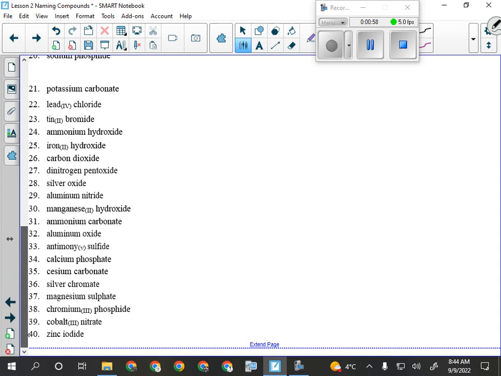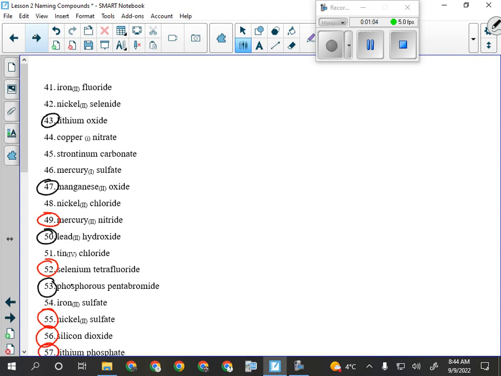And then number 41, iron 2 fluoride. I think I have iron iodide there, FeI2, and it should be FeF2. So I made a couple of mistakes on the key. Those are the corrections. How are we doing on those so far?